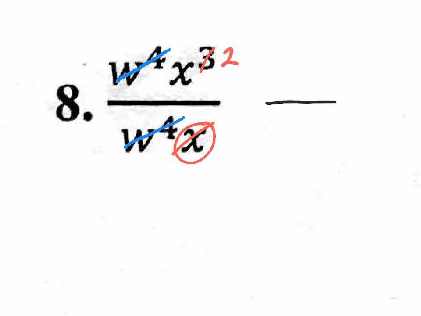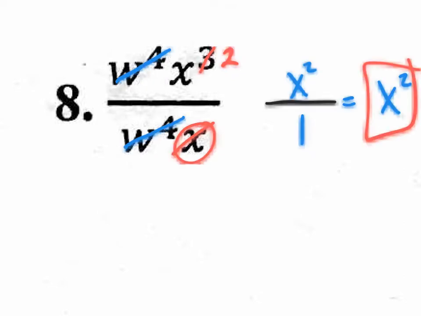So again, your answer is over 1, which you don't really need. And the only thing left is x squared up on top. So your answer is x squared. Why? Because x squared divided by 1 is x squared. So that is your answer for number 8.